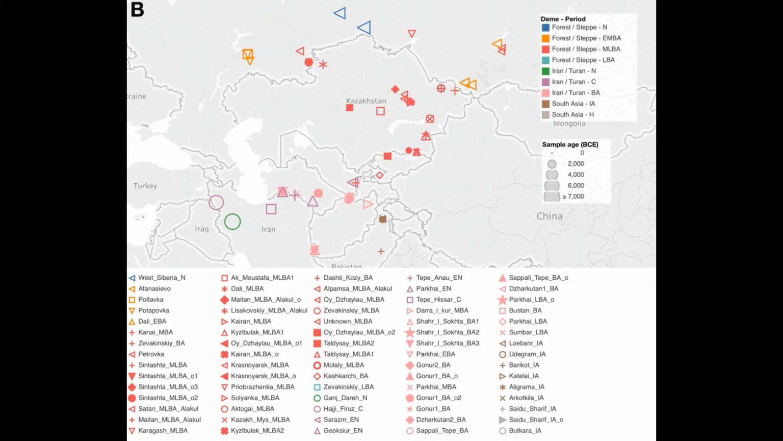And then you have a couple of sites in Central Asia. You have the Goner sites, and Goner was a major site of the BMAC culture, and this was a major Central Asian culture. These people were mostly Neolithic Iranian farmers with minor steppe admixture.